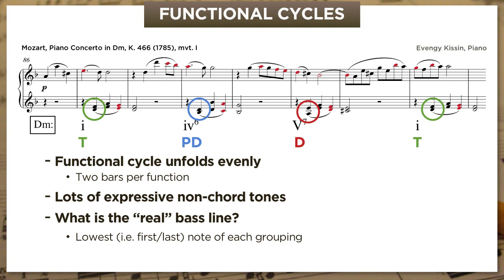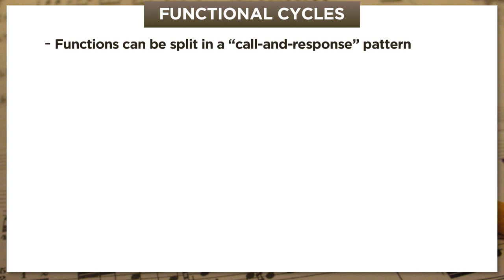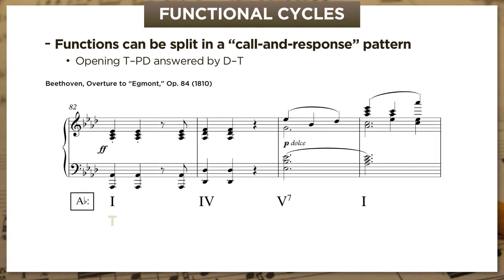Now, functions don't always unfold at an even rate like this, but when they do, it's also common for composers to split them up into a kind of call and response pattern, where the opening tonic to predominant is then answered by a dominant to tonic motion, like this idea from Beethoven's Egmont Overture.